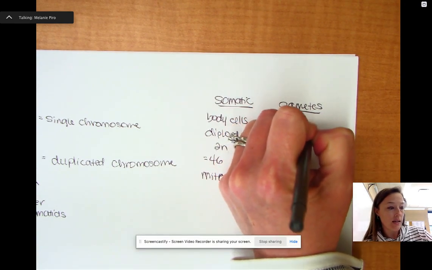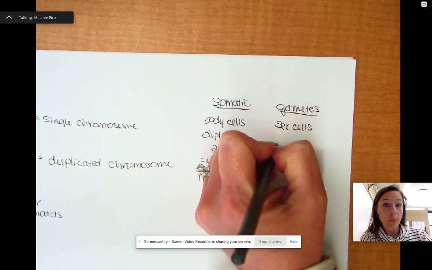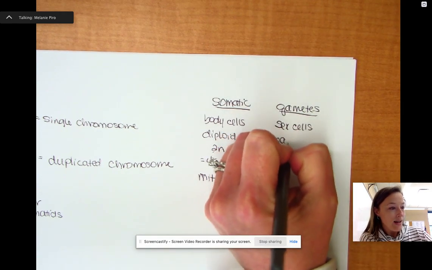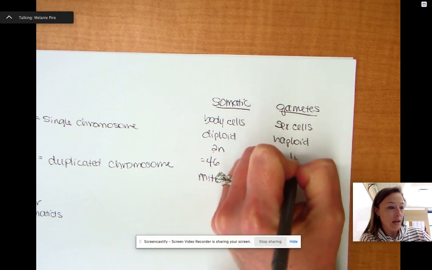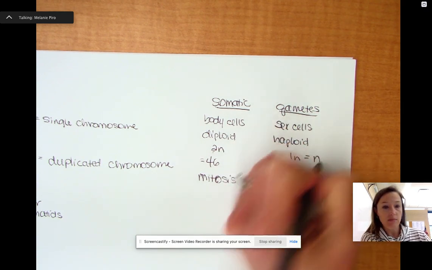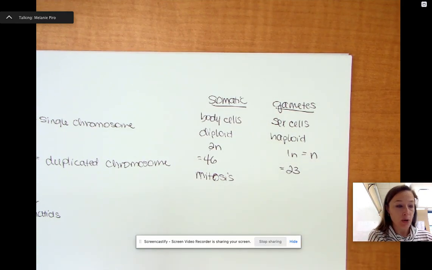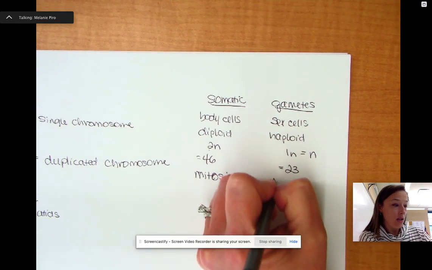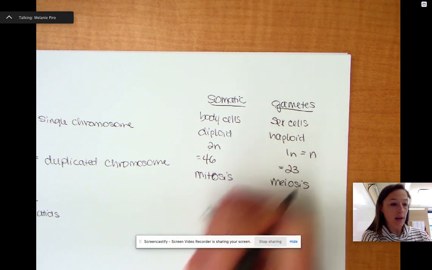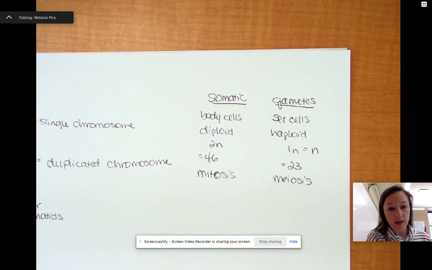Gametes are your sex cells, your sperm and egg, sperm or egg. You don't have both. They are haploid, which means they are one N, or sometimes you'll just see N, which for us is 23. So you only have 23 chromosomes in your sperm, or if you're a female, 23 in your egg. And they're going to be created through meiosis. So those are some ways that they're different.